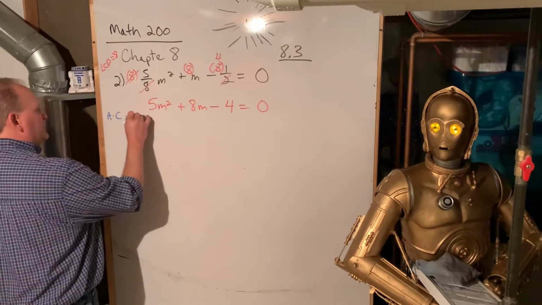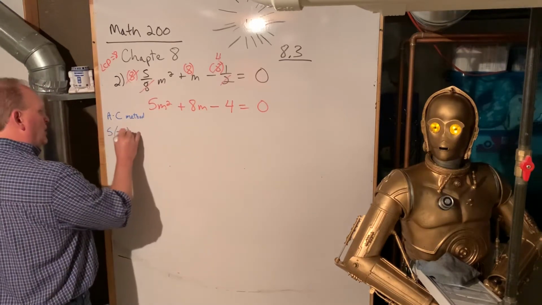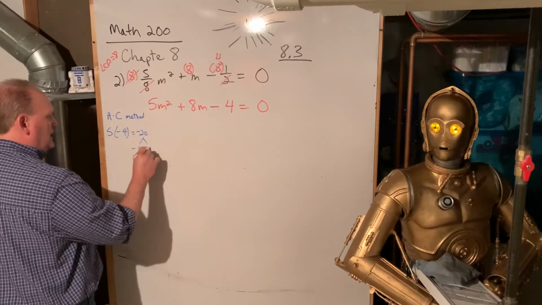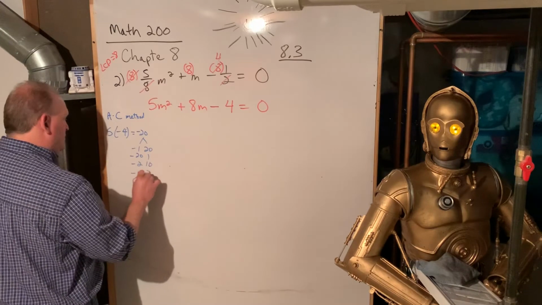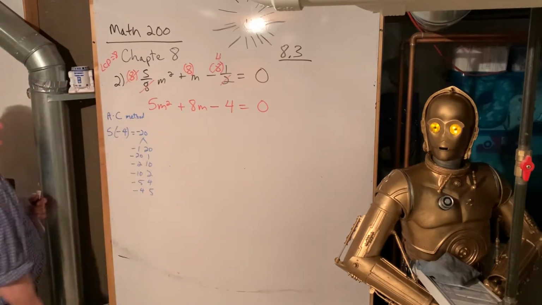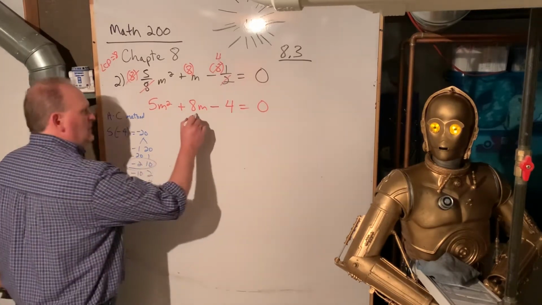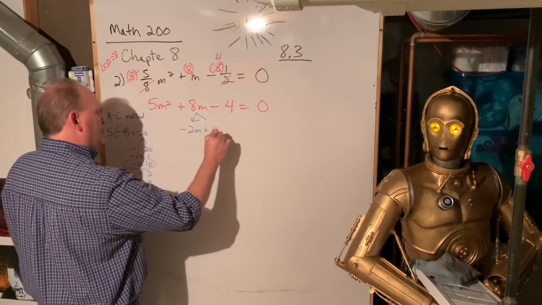Of factoring. Remember how that works. We take 5 times negative 4, that's negative 20. Things that multiply to be negative 20: negative 1 and 20, negative 20 and 1, negative 2 and 10, negative 10 and 2, negative 5 and 4, negative 4 and 5. Everything that multiplies to be negative 20, this one adds up to 8. So this is factorable. Negative 2m plus 10m.